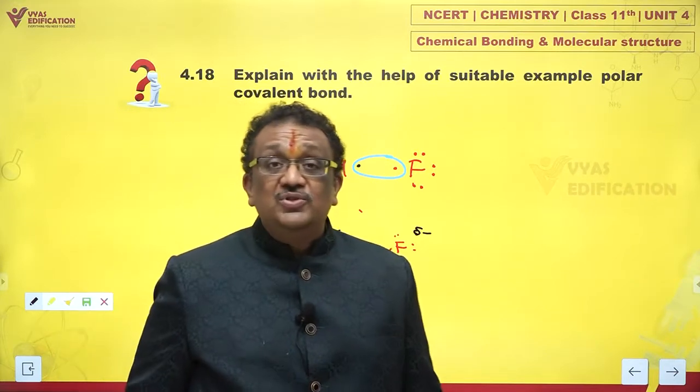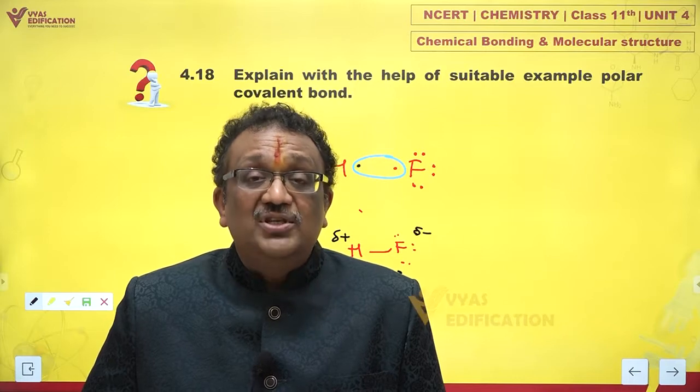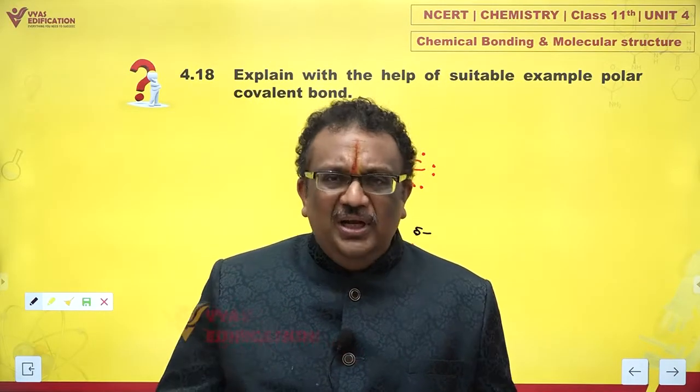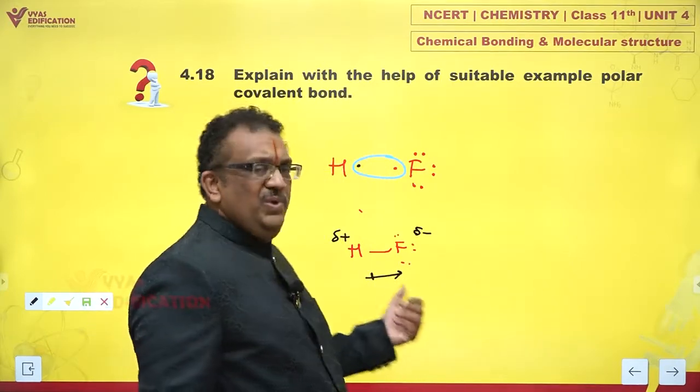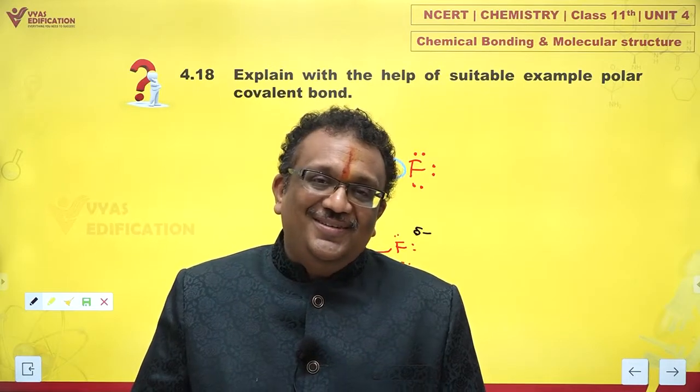So the bond becomes a polar covalent bond and it becomes associated with something which we also call a dipole moment. But we need not mention it because in this question, nothing has been asked about the properties of a polar covalent bond. This much is sufficient. Done.